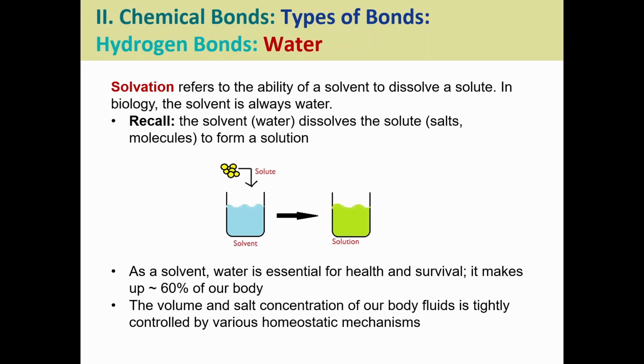Now, the solutes we find in the body are well regulated. So the volume and the salt concentration of our body fluids are tightly controlled through homeostatic mechanisms. We'll talk about this when we get to the urinary system in particular.